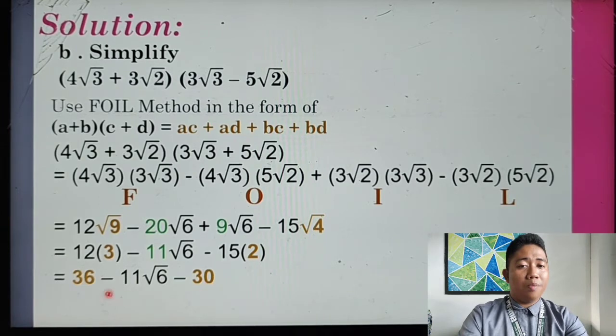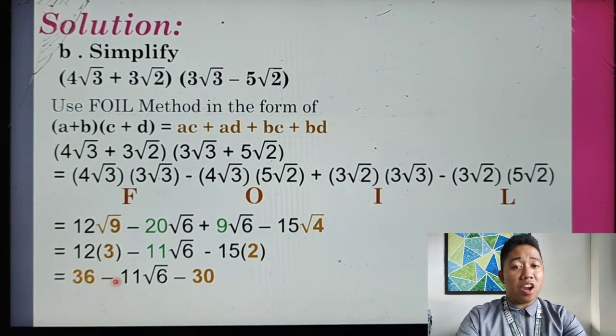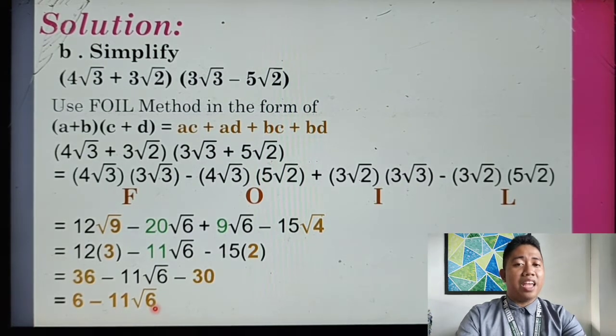And so you'll be going to simplify similar terms. Both constants are 36 and negative 30. So 36 minus 30, so we have 6 minus 11 square root of 6. And that is our final answer.